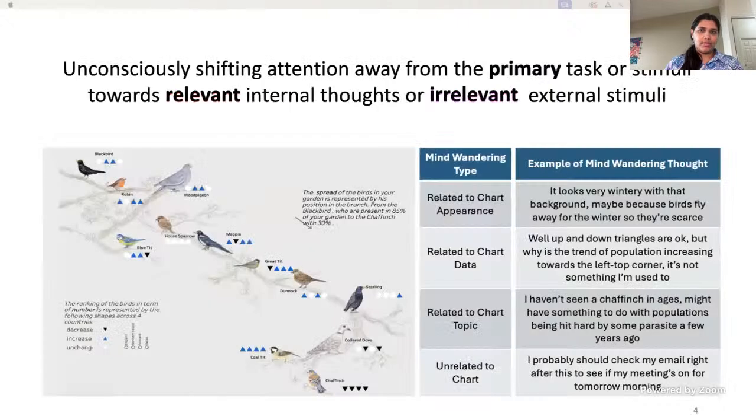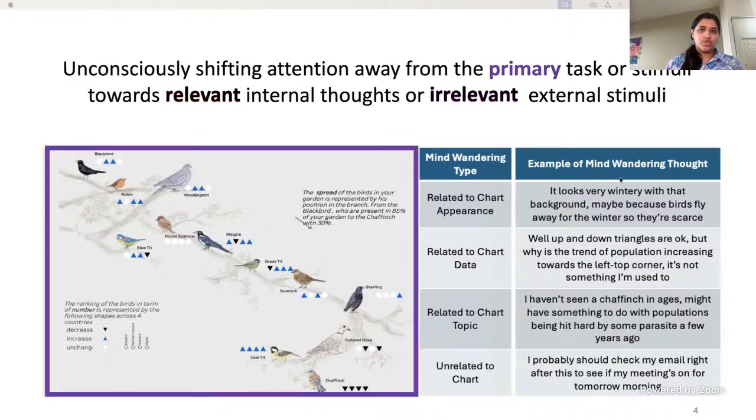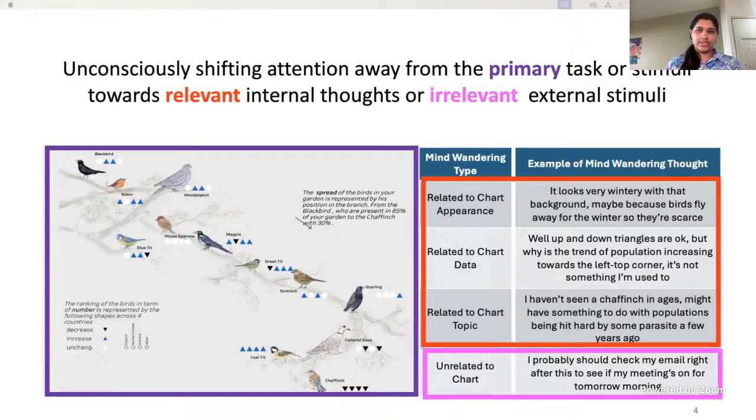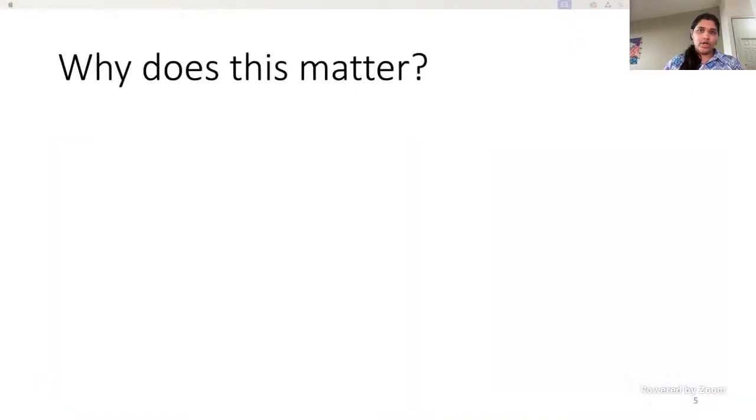Formally, mind wandering is defined as unconscious shifts in attention away from the primary task or stimuli towards either relevant internal thoughts, here that's tangentially referencing the chart's appearance, data, or overall topic, or completely irrelevant thoughts, which here again is something that isn't directly related to the chart at all. Now, before I go any further into describing the experiment and the results, let me take a step back to answer why looking at mind wandering matters in the first place in the context of visualization.